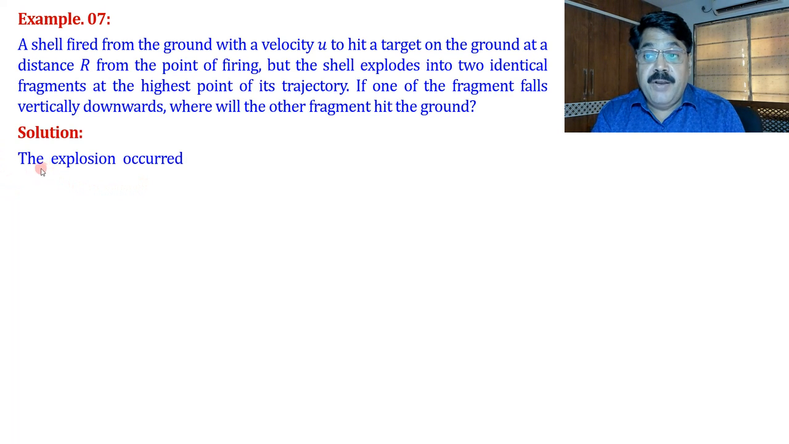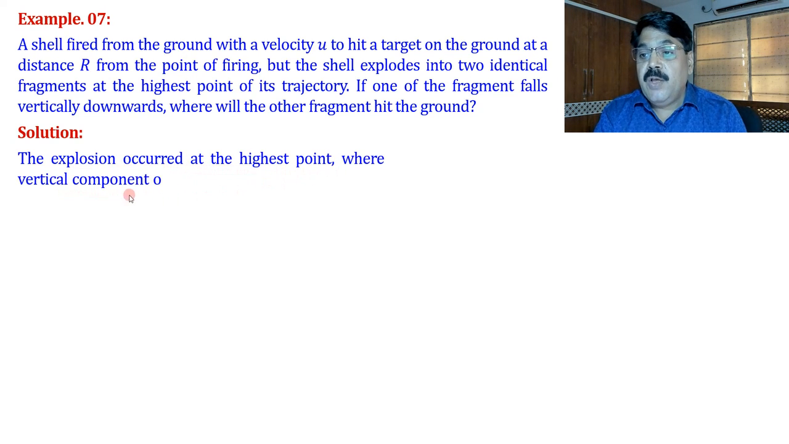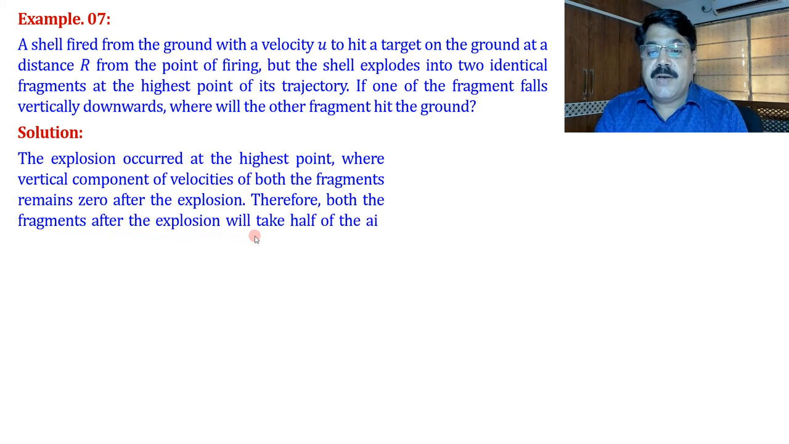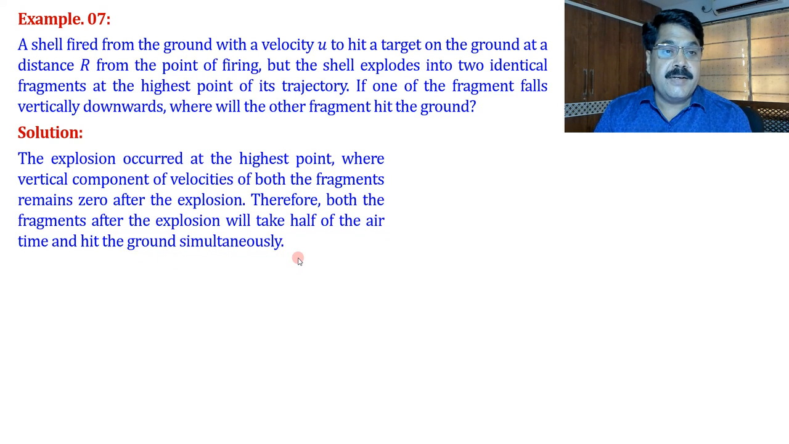First idea, very important. The explosion occurs at the highest point, where the vertical components of velocities of both the fragments remain zero after the explosion. Therefore, both the fragments after the explosion will take half of the air time and hit the ground simultaneously. Actually, the explosion occurs at the highest point. At the highest point, there was no vertical component of velocity in the shell.